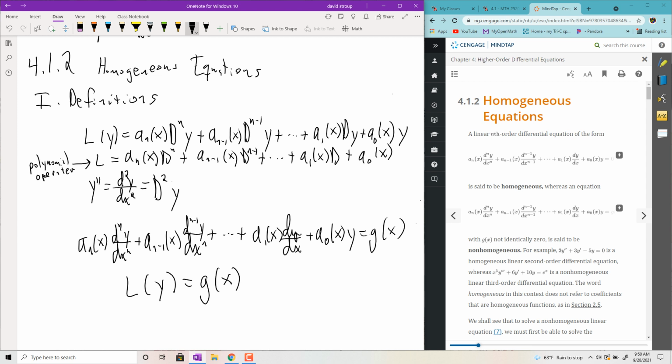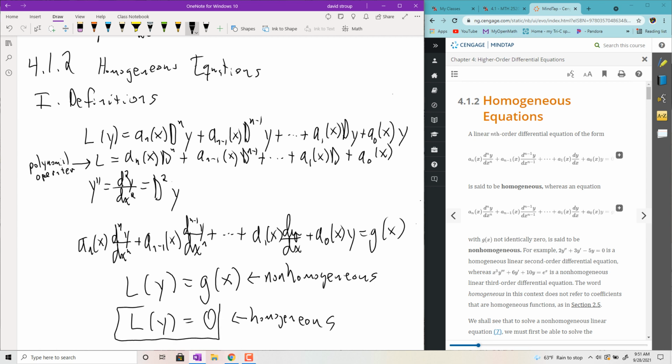This is called a non-homogeneous differential equation because it has that g of x on the right side. If L of y just equals 0, that's the homogeneous version. And right now, we want to focus in on this homogeneous version. It turns out if we could solve the homogeneous version, it's only a couple more steps to get to the non-homogeneous version, because the non-homogeneous solution, in part, is the solution to the homogeneous.